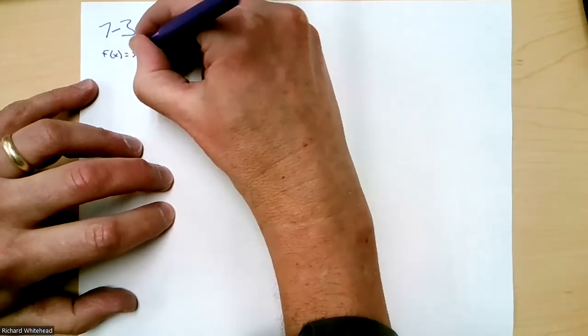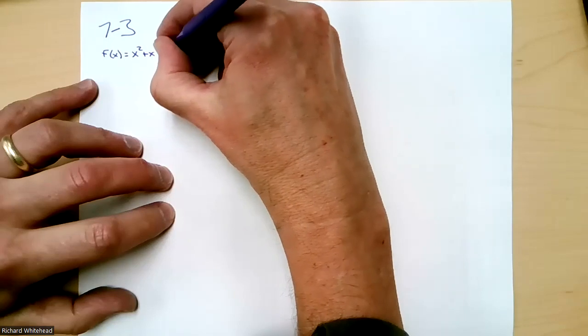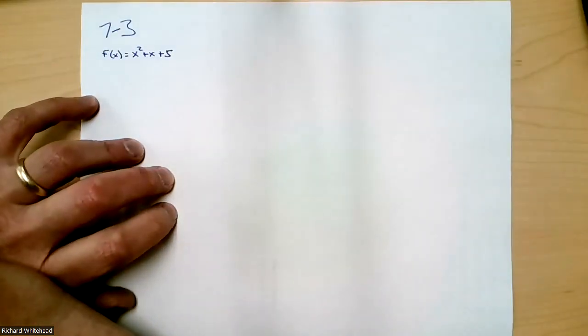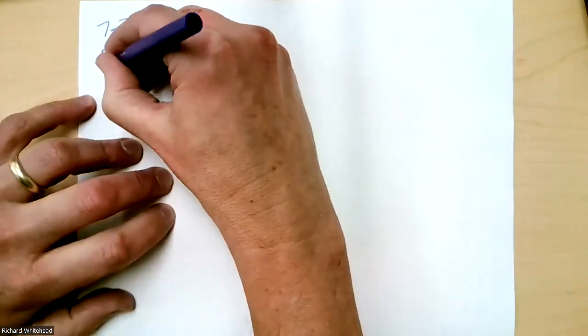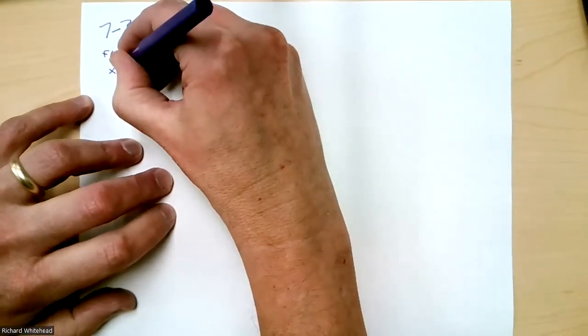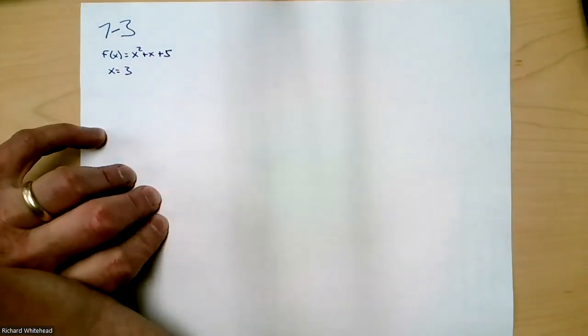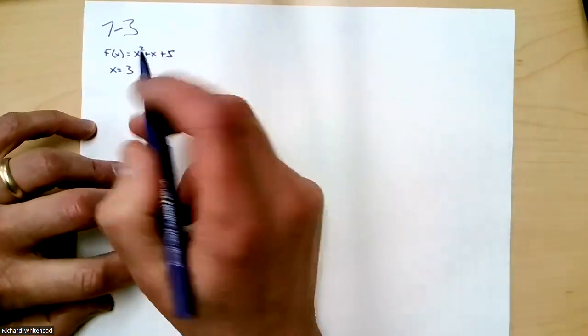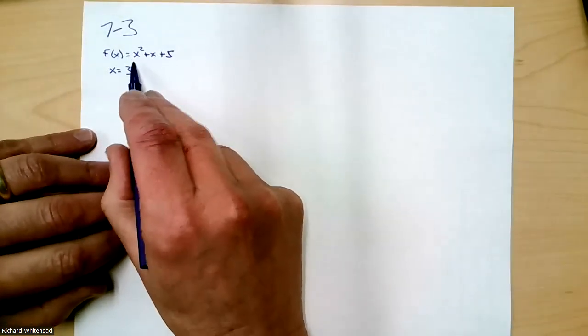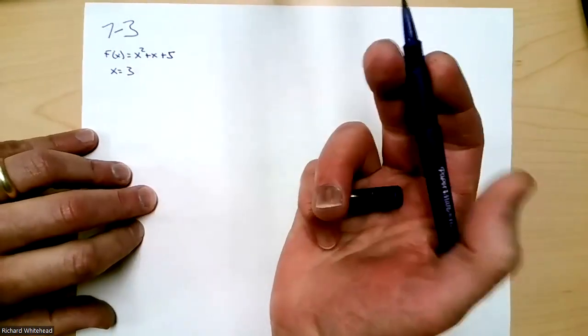If I said, I'm just going to make up a real basic example, f of x equals blah, blah, blah, and I said, all right, I want to know what happens when x is equal to 3. Well, the typical way to do that would be to plug in the 3. 9 plus 3 plus 8, okay, 17.